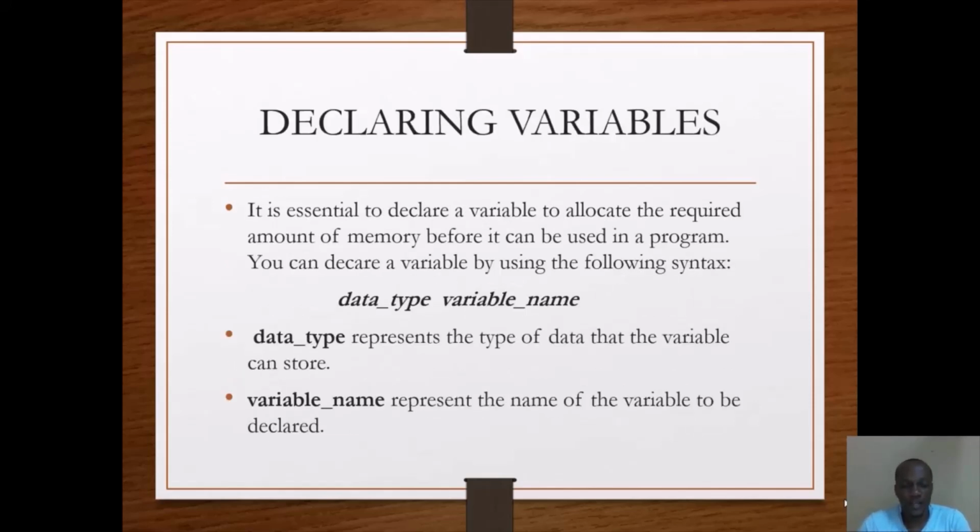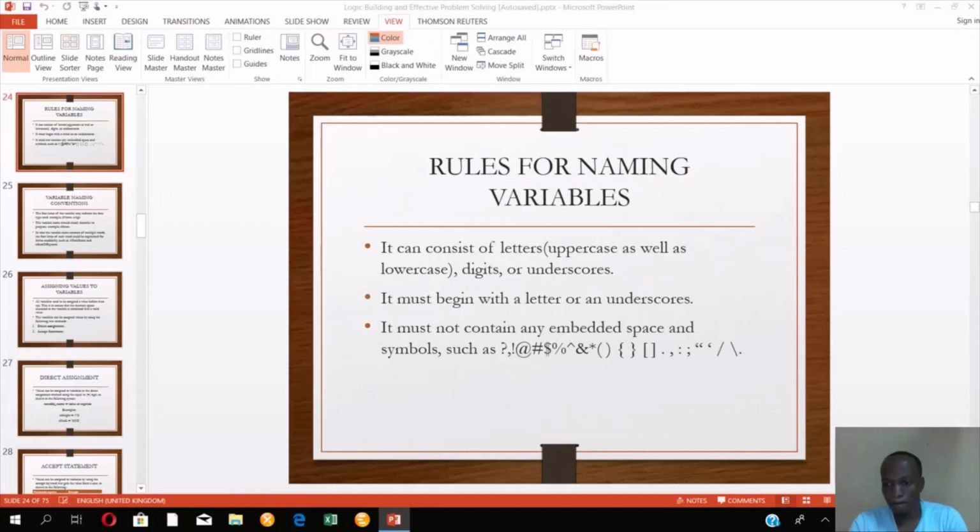Now, let's look at declaring variables. Before you write a program, you need to allocate the required amount of memory that you would need for that program. And the syntax in which we could represent this variable that is stored in this memory is what we see on your screen. Firstly, you have your data type, followed by the variable name you want to give to your variable. So the data type is simply the type of data you are storing, and the variable name represents the name you want to give to the value you are storing.